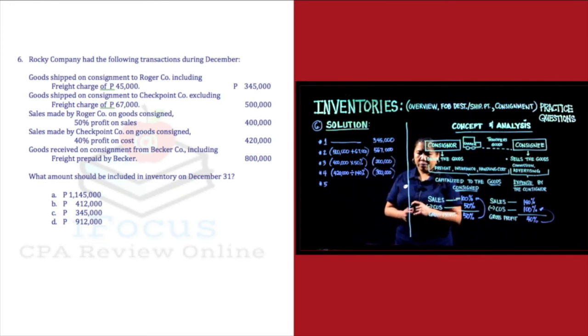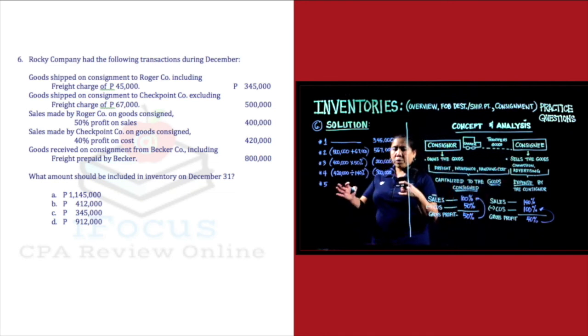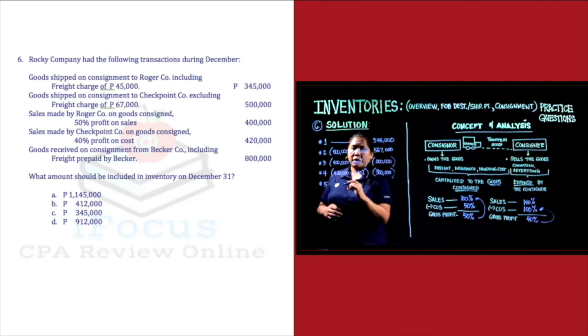Item number 5, goods received on consignment from Becker Company, including freight prepaid by Becker, amounting to 800,000. So, itong goods ni-receive ni Rocky Company from Becker. So, si Becker, siya ang consignor. Si Rocky, siya ang consignee. So, kapag consignee si Rocky Company, hindi dapat yan included sa kanyang inventory. So, itong item number 5, hindi po siya included sa ating inventory. Alright? Kasi si Rocky ay consignee.